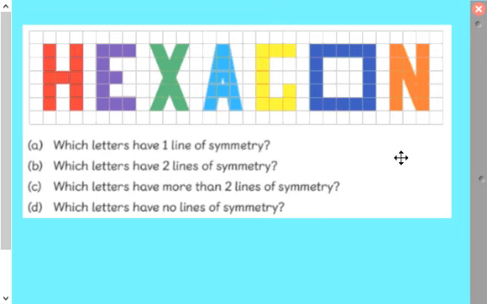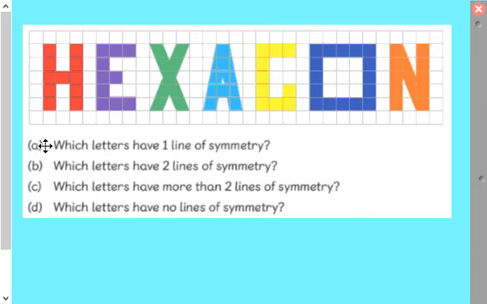Now have a look at these letters. It obviously spells out the word hexagon, a 6-sided shape. But what we want you to look at here is first of all, how many letters might have 1 line of symmetry, which letters have 2 lines of symmetry, which letters have more than 2 lines of symmetry, and which letters have no lines of symmetry at all on this shape. Press pause while you're thinking about it, and press play when you're ready to move on.